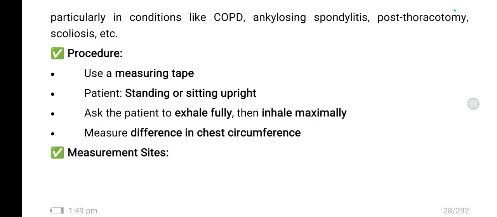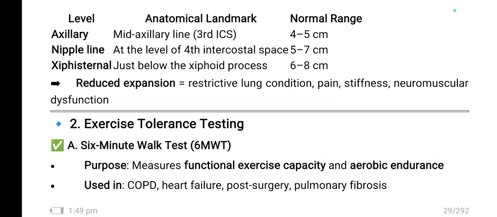Measurement sites will be the axillary line, nipple line, and xiphisternal line. If it's the axillary line, the mid-axillary line at the third intercostal space, 4 to 5 centimeters of increase will be present if it's normal. Nipple line, at the level of the fourth intercostal space, is 5 to 7 centimeters.